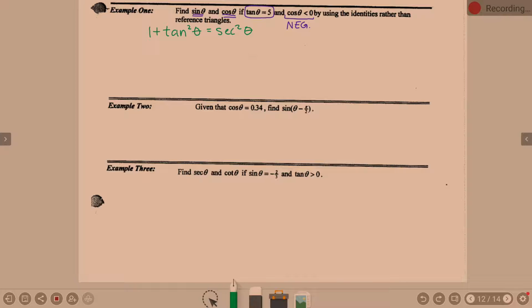Okay. What do I know I can fill in? We know tangent here. So 1 plus tangent squared theta, so that is tangent theta squared. What's tangent theta equal to? 5. So this means we're going to do 1 plus 5 squared, and that is officially going to be equal to secant squared. What is 1 plus 5 squared?